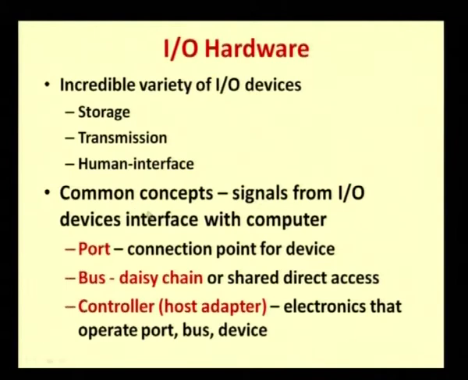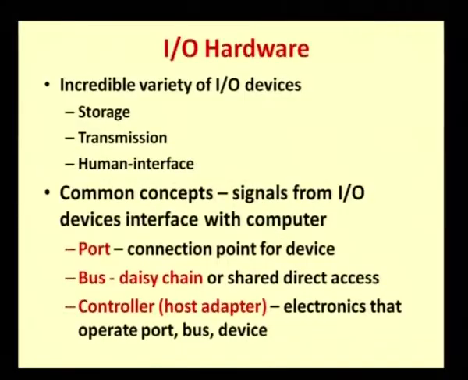Now the other common concepts in IO hardware are signals from IO devices interfacing with the computer. What are the signals? How do we interact with the input output device? Let us consider this keyboard with the operating system. We require some wires, or the keyboard may be connected wirelessly through Bluetooth. Even for that we require a port, a bus, and a controller. So what is a port? Port is a connection point for any device. What is a bus? Bus is a group of wires.